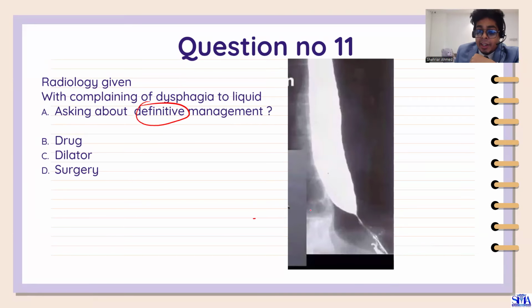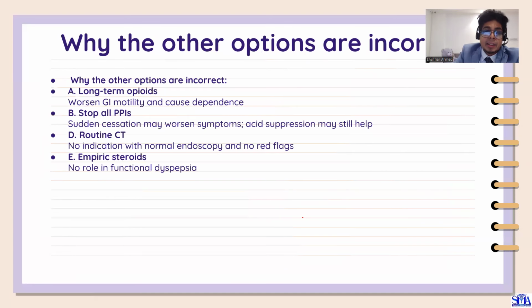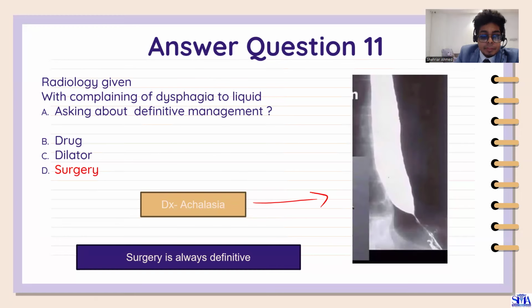This is kind of like a rat tail or bird beak, whatever you say. And it's a definitive management question because they are asking for the best management. So the best management should be the surgery one. It's the best management. Okay. And diagnosis is going for the achalasia. Diagnosis is mostly achalasia. Yes.